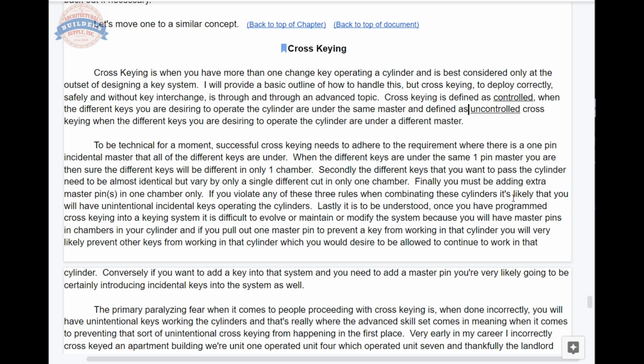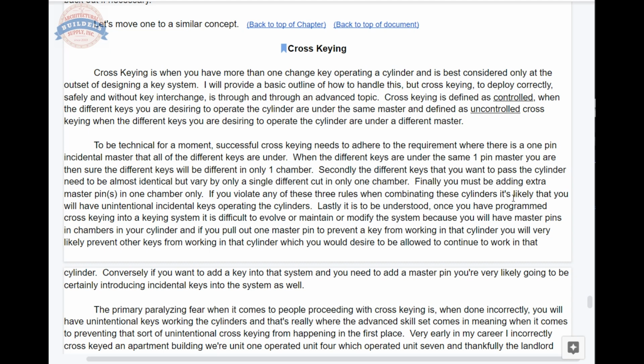Lastly, it is to be understood, once you have programmed cross-keying into a keying system, it is difficult to evolve or maintain or modify the system because you will have master pins in chambers in your cylinder. And when you pull out one master pin to prevent a key from working in that cylinder, you will very likely prevent other keys from working in that cylinder, which you would desire to be allowed to continue to work in that cylinder. So what all that means is you can cross-key, but it's going to severely limit your ability to work the system in the future. So if it's a tiny system, you're not going to have really much trouble.